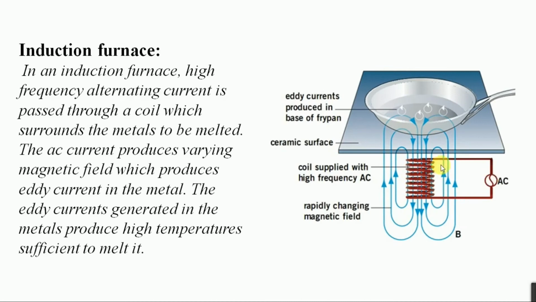Induction cooktops or induction stoves also make use of eddy current. We send AC current through a coil which produces a changing magnetic field, and due to this changing magnetic field, eddy current is produced in the base of the utensil, and a lot of heat is produced due to the heating effect of eddy current, due to which our food gets cooked.